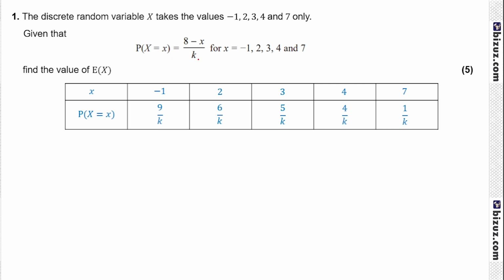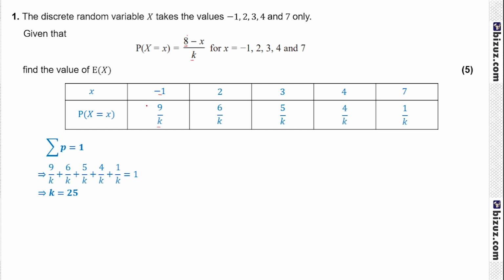So let's look at this. When x is equal to -1, then the probability is 8 minus -1, so 8 plus 1, 9 divided by k. So for -1, the probability is 9 by k. For 2, it's 8 minus 2 by k, so 6 by k, and so on and so forth. So we have filled this table with the corresponding probabilities. Now, as I've said, the sum of all these probabilities has to be equal to 1. So if we add all of them up, this has to be equal to 1. And if we solve this, we get a value of k, which is 25.